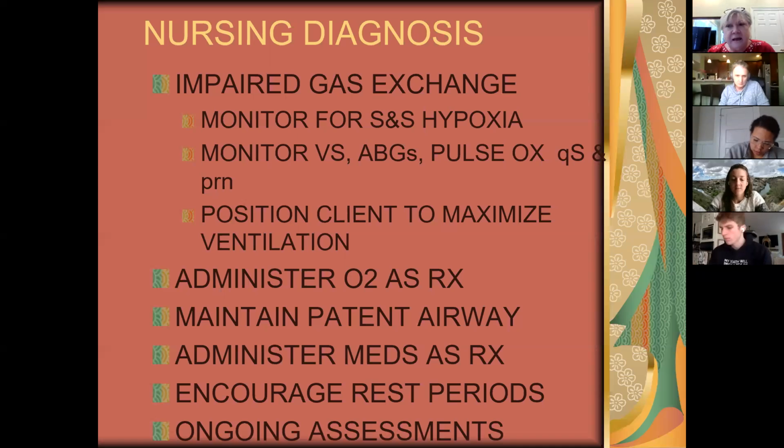Encourage rest periods. They have a lot of activity intolerance. You want to give them their breathing treatments before they eat. Give them a breathing treatment and then rinse their mouth out afterwards, because breathing treatments taste nasty. Then you feed them so that they have a little more energy to eat. It takes a lot of energy to eat, so someone who is short of breath doesn't eat very well. Breathing treatment first, rinse their mouth out, then feed them.